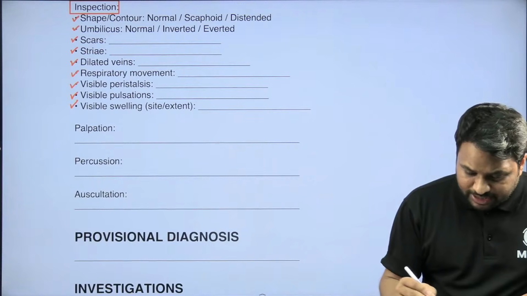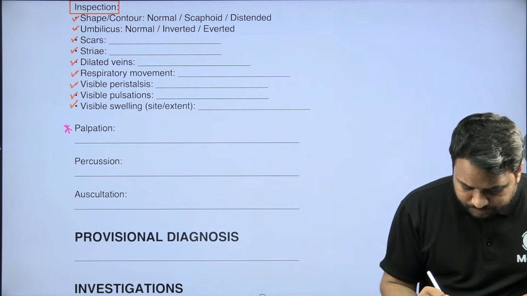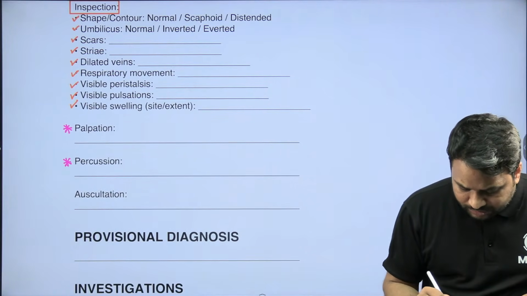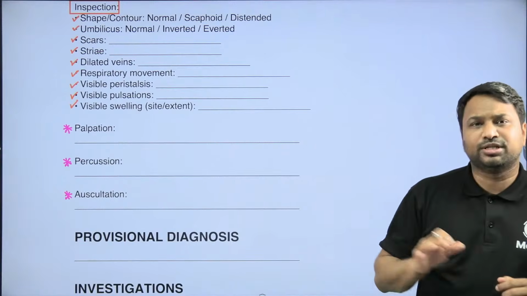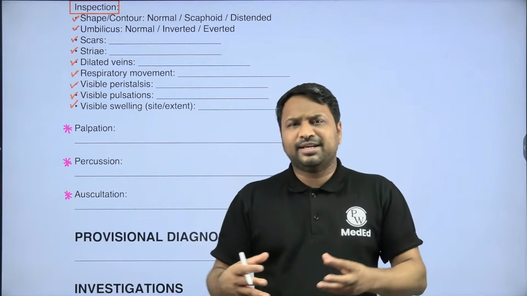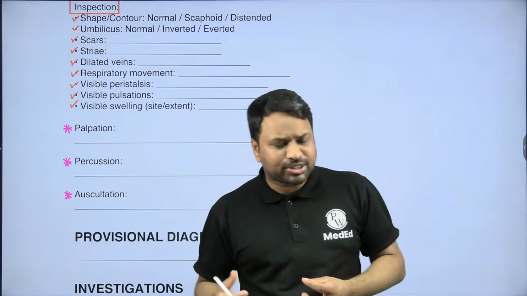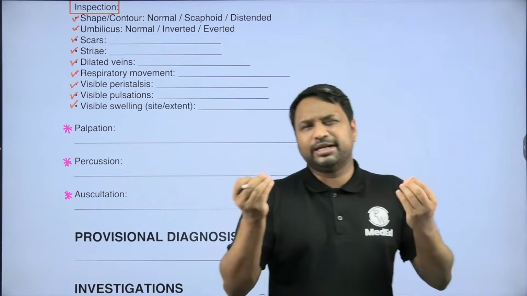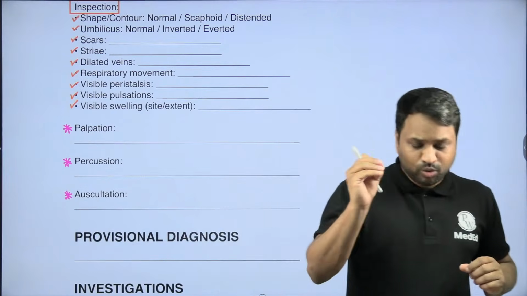Once the palpation is done, then you go with percussion, and then at the end, auscultation. In percussion, you're basically looking for any shift in dullness. Is there any fluid collection? Is there any gaseous collection? Auscultation we do to hear bowel sounds and evaluate them.